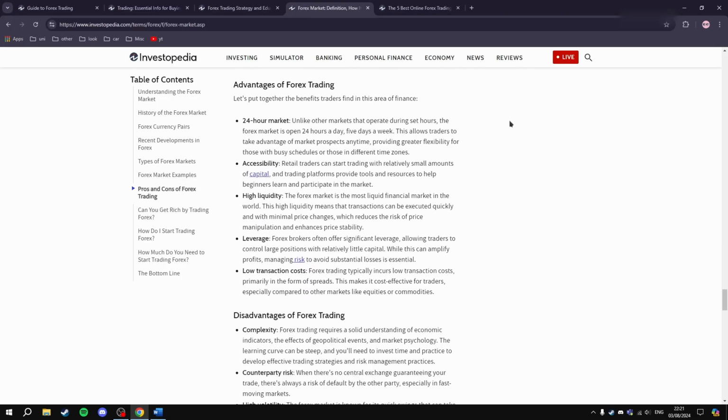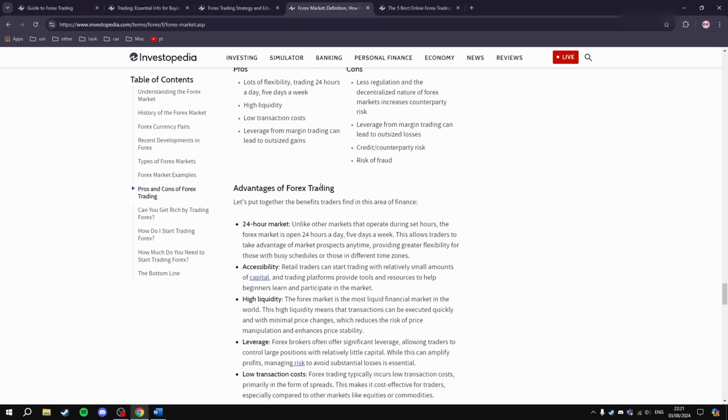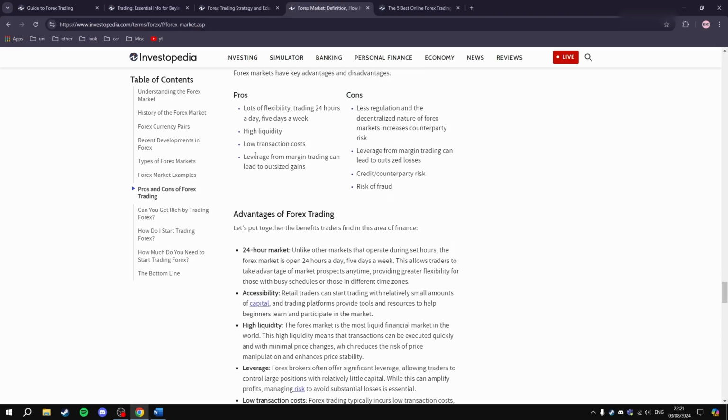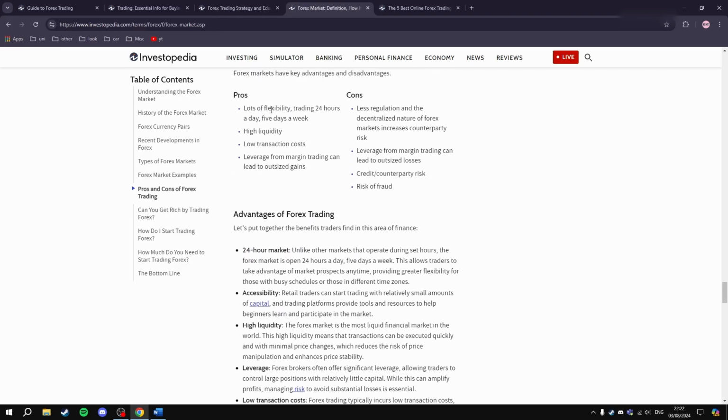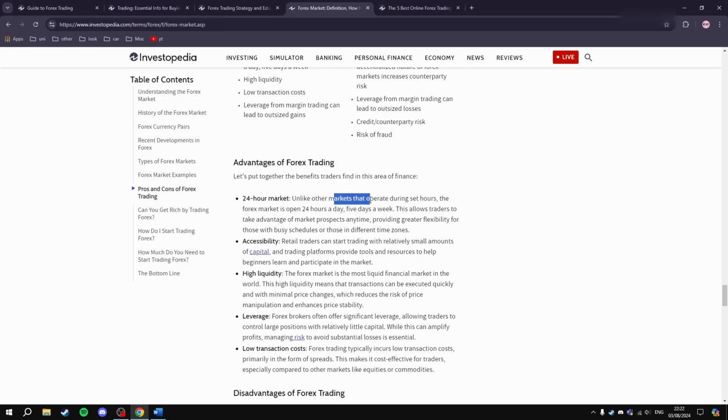Advantages of Forex trading. Let's put together the benefit traders find in this area of finance. 24 hour markets. Okay, isn't that what they just wrote up here? Unlike other markets that operate during set hours, the Forex market is open 24 hours a day, 5 days a week. This allows traders to take advantage of market prospects anytime, providing greater flexibility for those with busy schedules or those in different time zones.